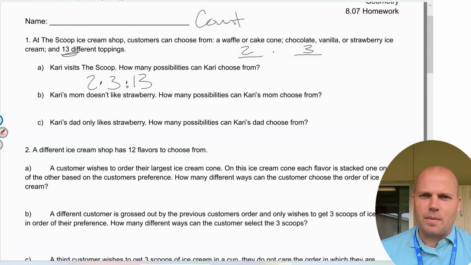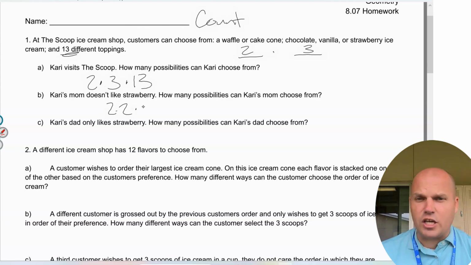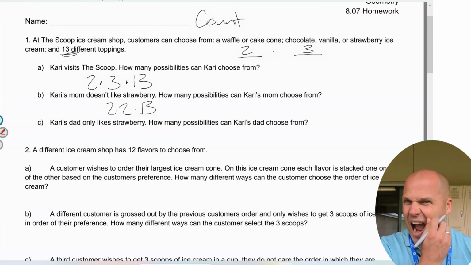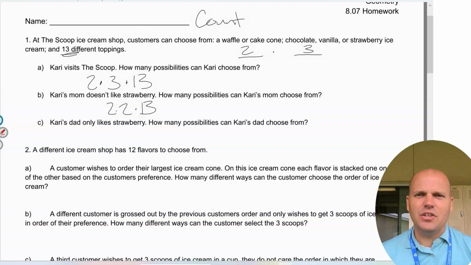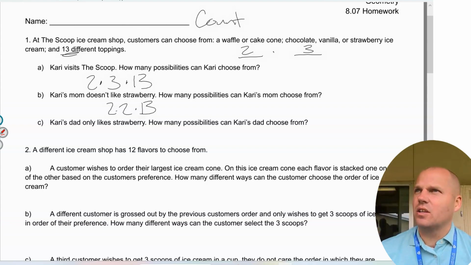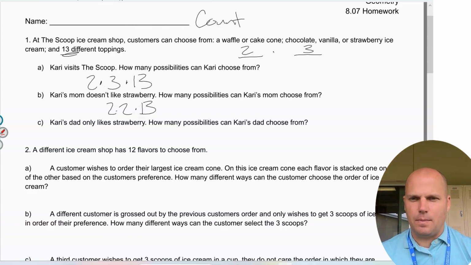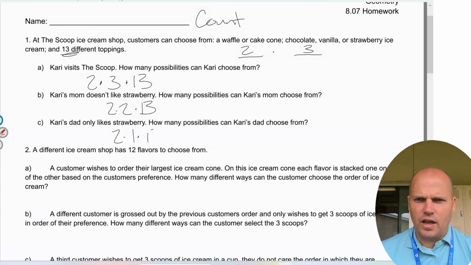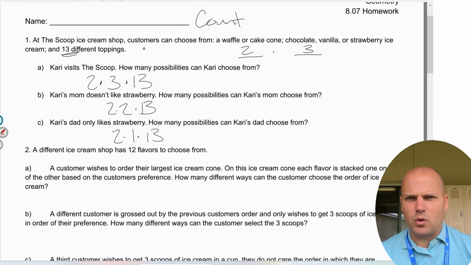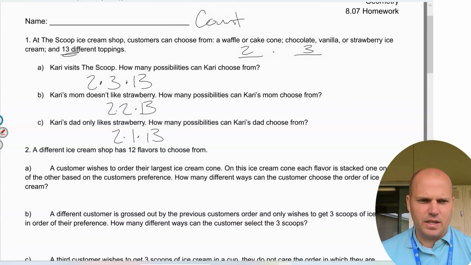Corey's mom does not like strawberry. So that means she's got two choices of ice cream. She can only have one topping. If we considered you could have 13 toppings or 12 toppings, it would get a lot more complicated. Dad only likes strawberry, so one choice for a thing, and then it's very important to say one of this many toppings.